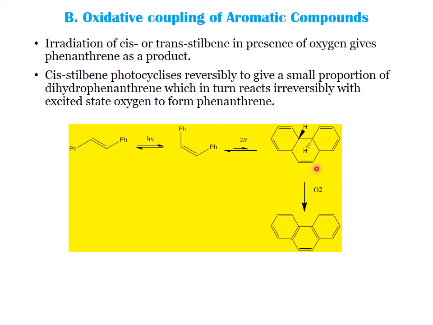But once you get 20 molecules of dihydrophenanthrene, immediately it will react with excited state oxygen and undergo dehydrogenation to give phenanthrene as a product. So once the concentration of dihydrophenanthrene is reduced, some 10 to 15 molecules will immediately come to this side and react with oxygen to give products. Like this, the reaction proceeds to give phenanthrene even though dihydrophenanthrene is less stable.